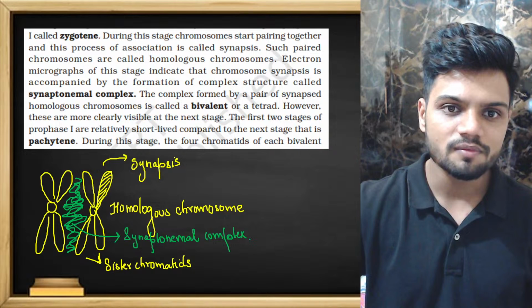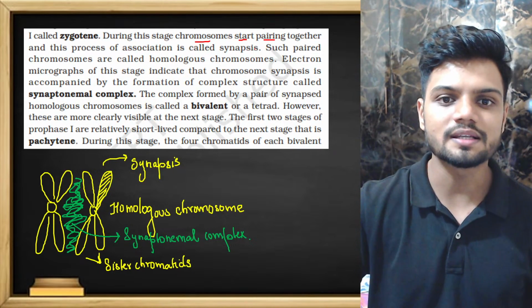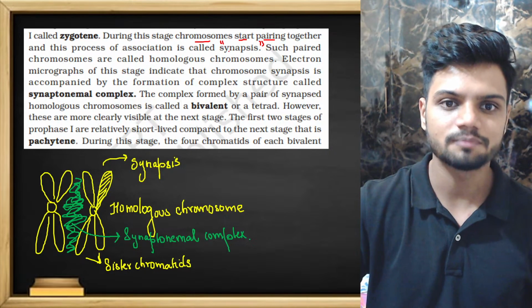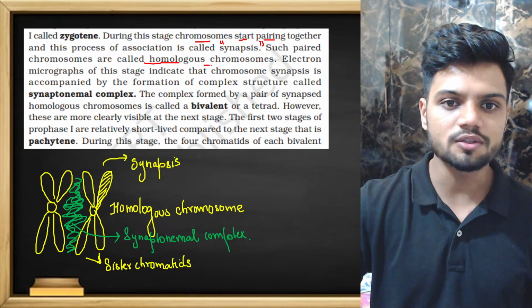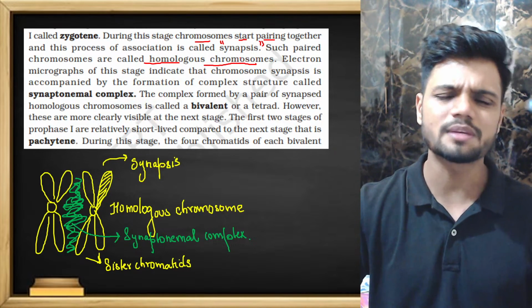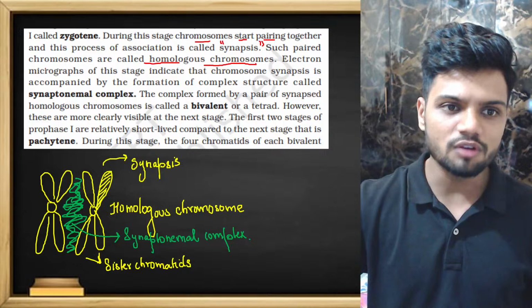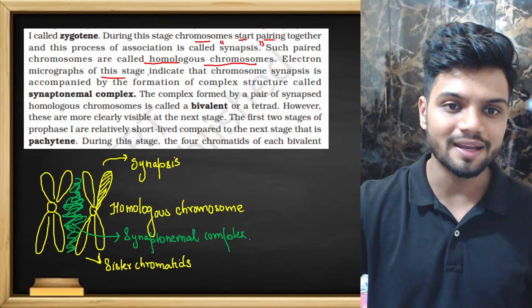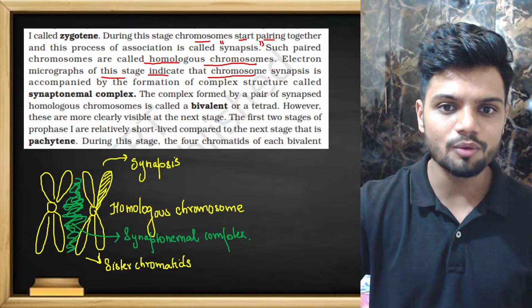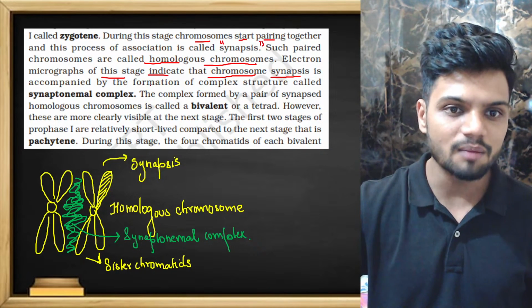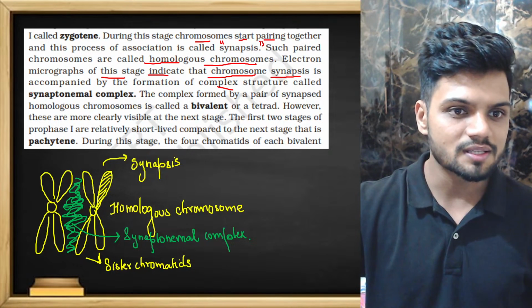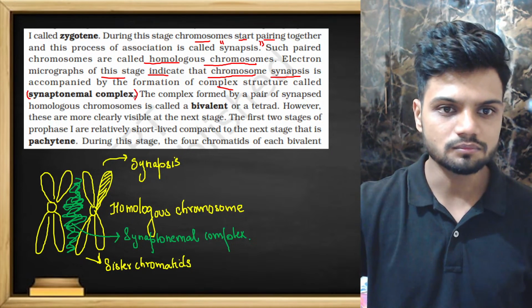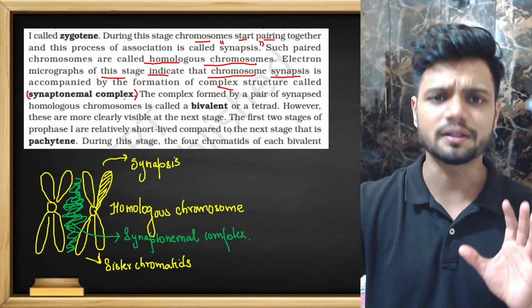So during this stage, chromosomes start pairing together. The process is called synapsis. Such paired chromosomes are called homologous chromosomes, which look alike, same to same, twins they are. Now, the electron micrograph of this stage indicates that chromosome synapsis is accompanied by formation of a complex called what? Synaptonemal complex. Very quick.